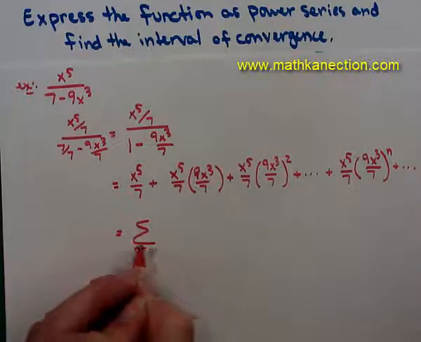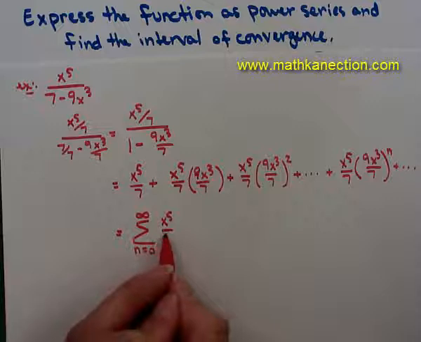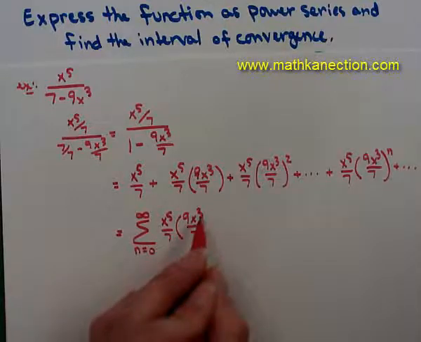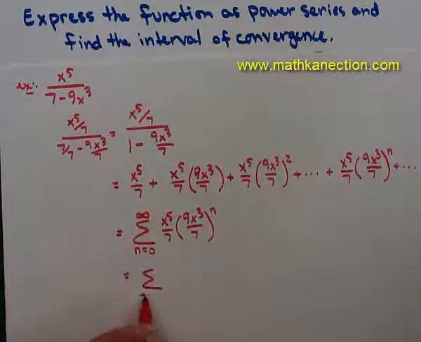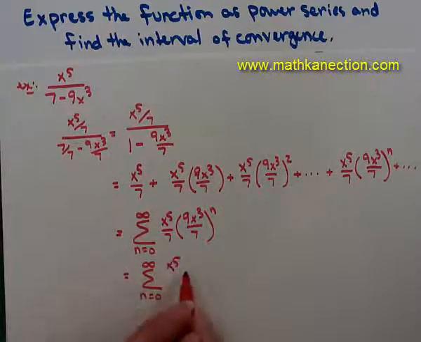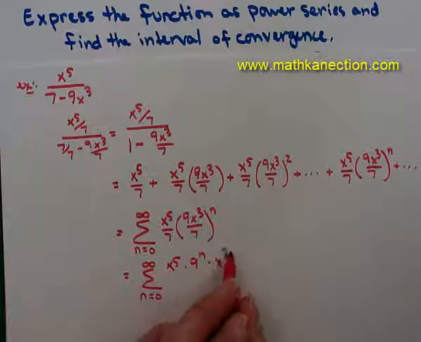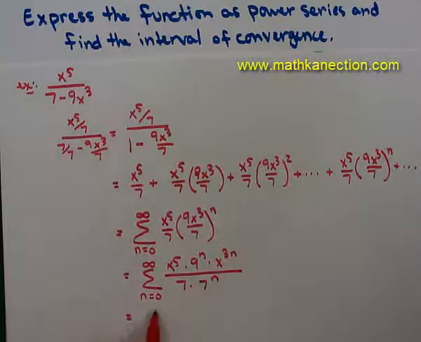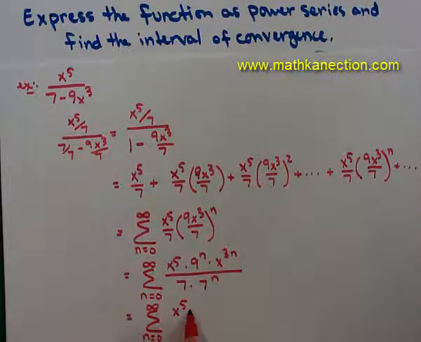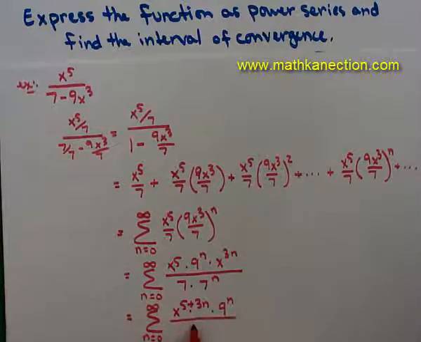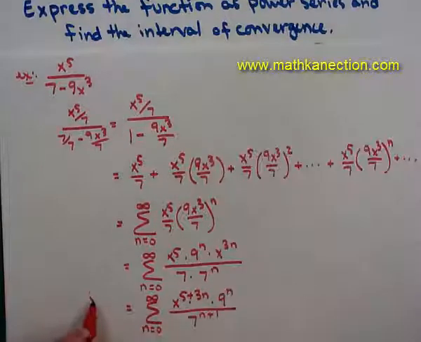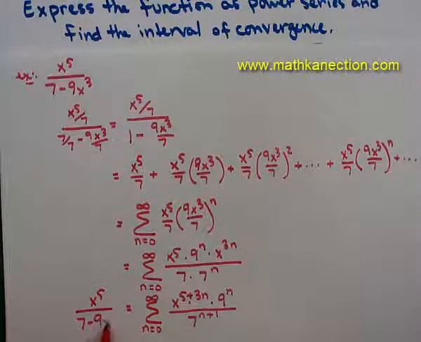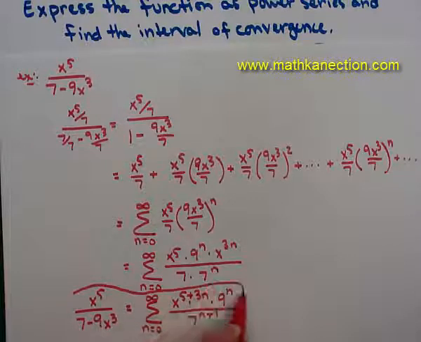So the summation from n equals 0 to infinity of x to the 5th over 7 times 9x to the 3rd over 7 to the nth power, which is the summation from n equals 0 to infinity of x to the 5th times 9 to the n times x to the 3rd to the n over 7 times 7 to the n, which is the summation from n equals 0 to infinity of x to the 5 plus 3n times 9 to the n over 7 to the n plus 1. And so that is x to the 5th over 7 minus 9x to the 3rd as a power series.